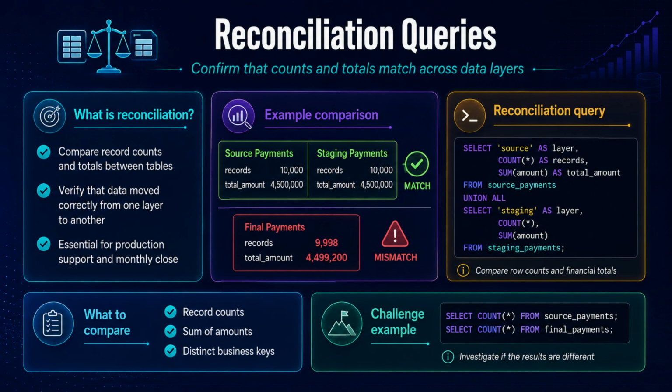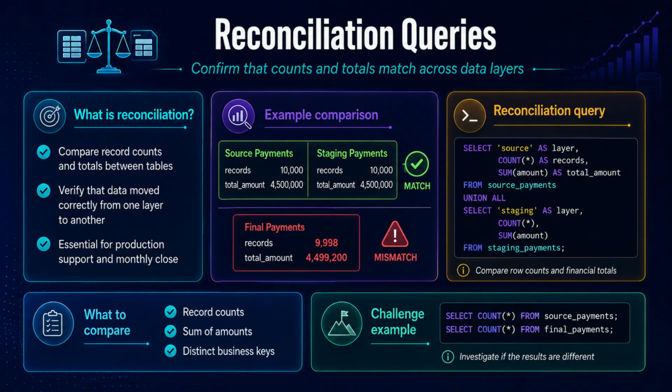Now, let us move to reconciliation queries, one of the most important controls for validating data across a pipeline. Reconciliation means confirming that record counts, financial totals, and key metrics match between data layers. In simple words, we want to make sure the data that entered the pipeline is the same data that arrived at the next stage, without unexpected losses, duplicates, or changes.